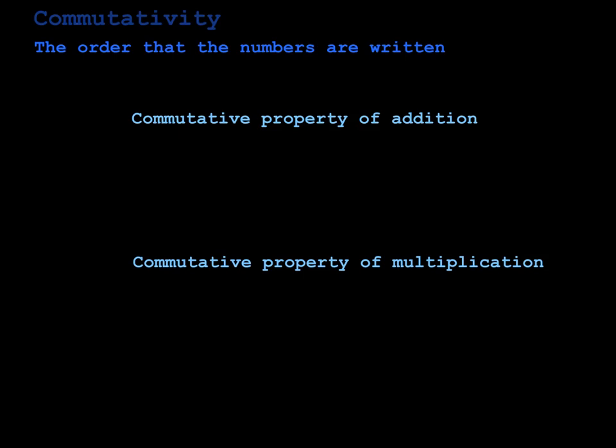Alright, our second property is the properties that have to do with commutativity. And that means the order that the numbers are written. So these properties you should have learned before. We've got the commutative property of addition and we've got the commutative property of multiplication. The commutative property of addition says that if I take 2 numbers, a and add it to b, a plus b, that's exactly the same thing as if I switch the order and make it b plus a. A plus b equals b plus a.